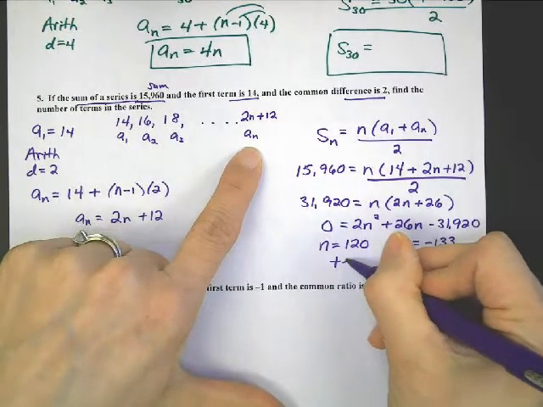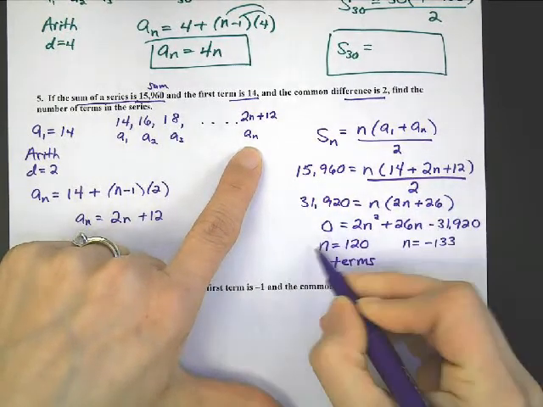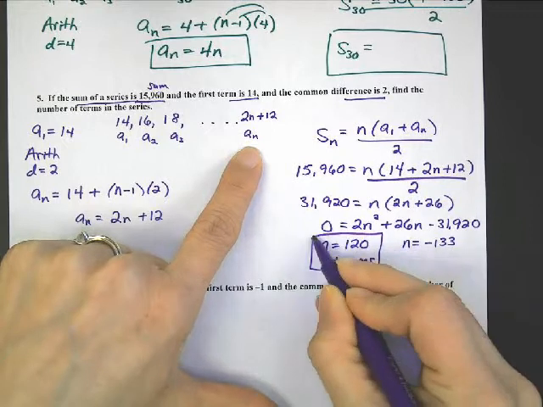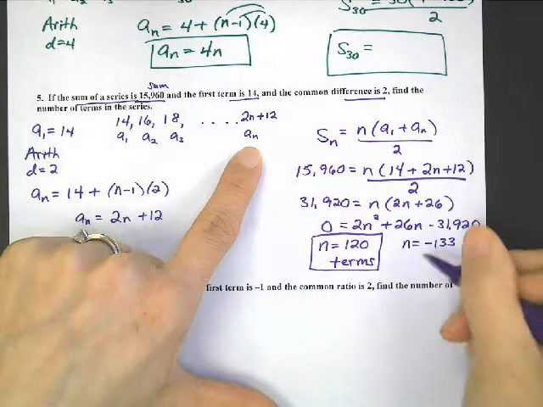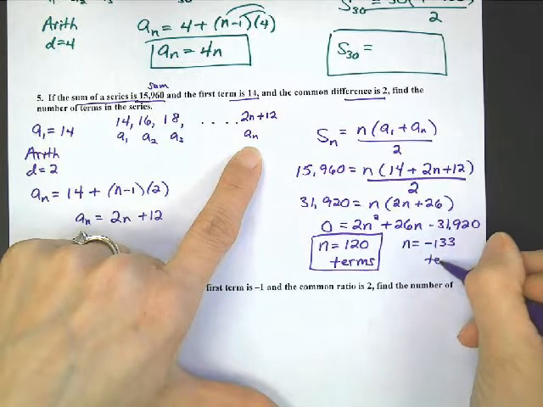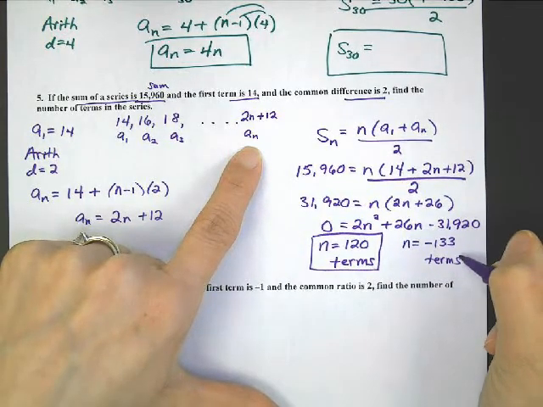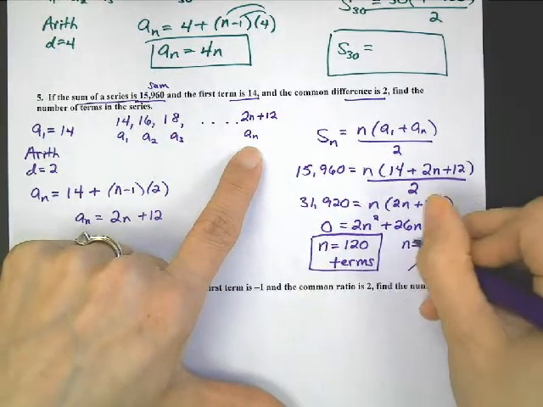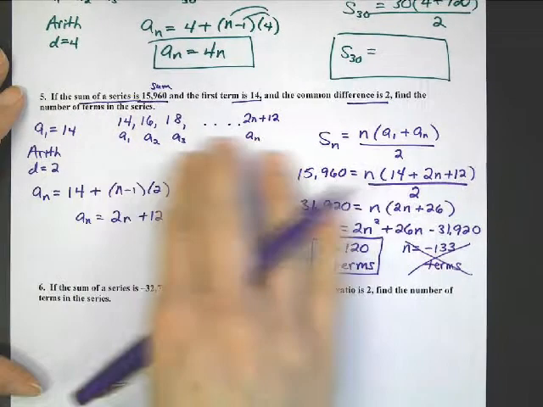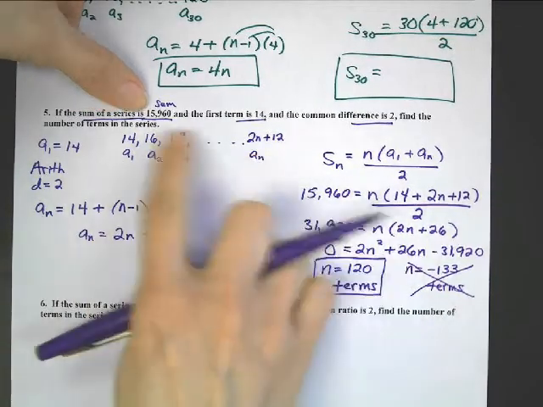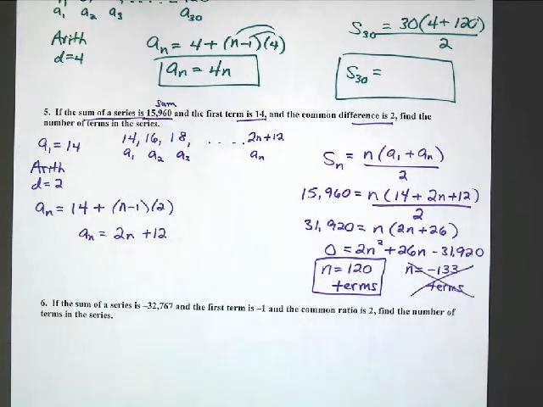So it looks like there might be two answers here. There could be 120 terms, or the other answer, wait a minute, you can't have negative terms. All right, so that one's extraneous. We'll just throw that out. So this series must add up to 15,000, must have 120 terms.